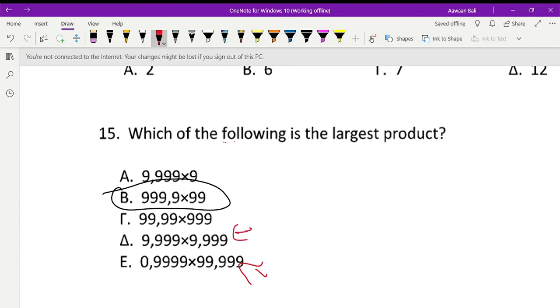This one would have 8 decimals, which is too small as well. So it's between Vita and Gamma here. I mean, sorry, Delta would have 6 decimals. So when you have Vita, that's 999 times 99, and then you'd only have 1 decimal point. And meanwhile, you have 99.99 times 999, which swaps everything. However, it's 2 decimal points, so it could be smaller.